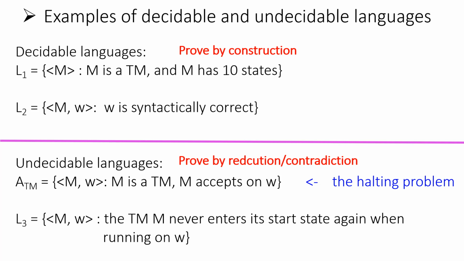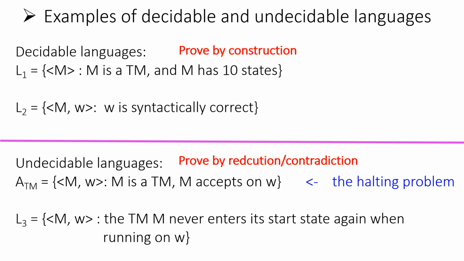When I say doable, it's just my intuition, not a proof. To prove a language is decidable, we usually do it by construction. We'll talk about the proof later. Now let's check the other two languages.